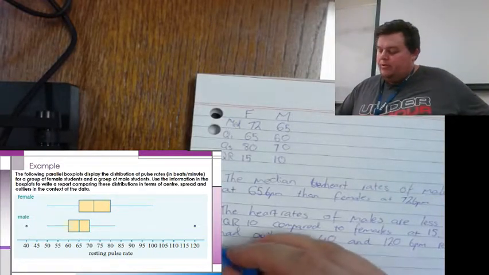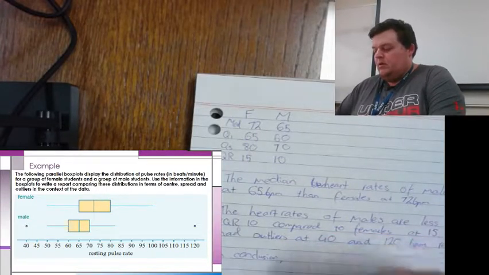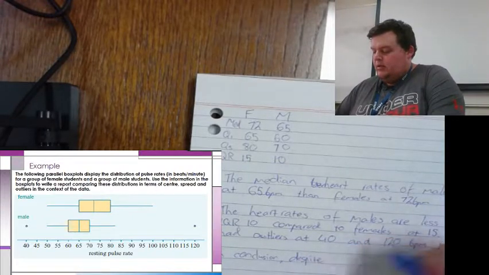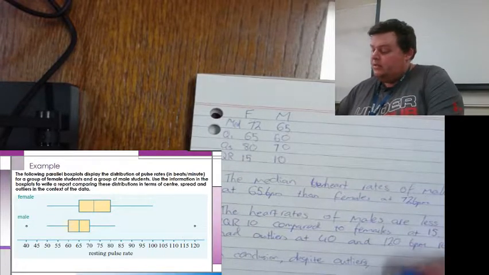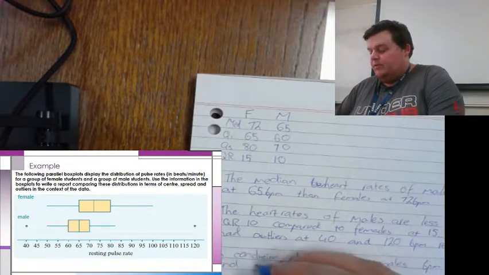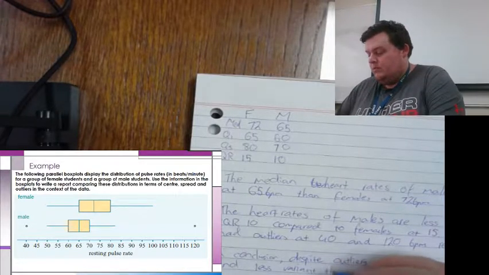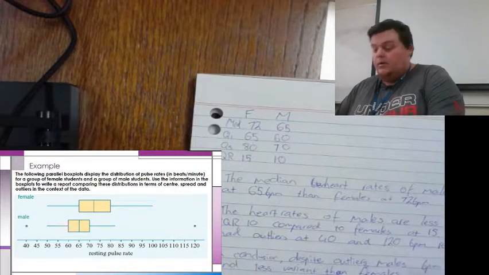Then you just wrap it up with a conclusion. You would say, in conclusion, despite outliers, probably not the best way to put it, or including outliers, males' beats per minute were lower and less variant than females. Alright, so that's the first one done.